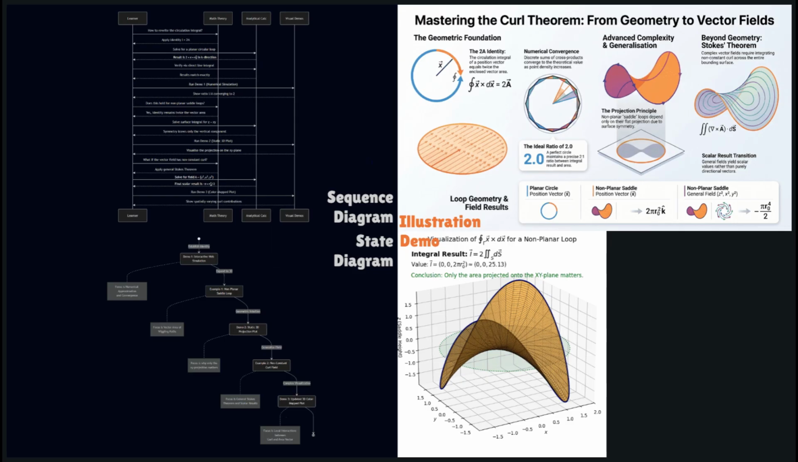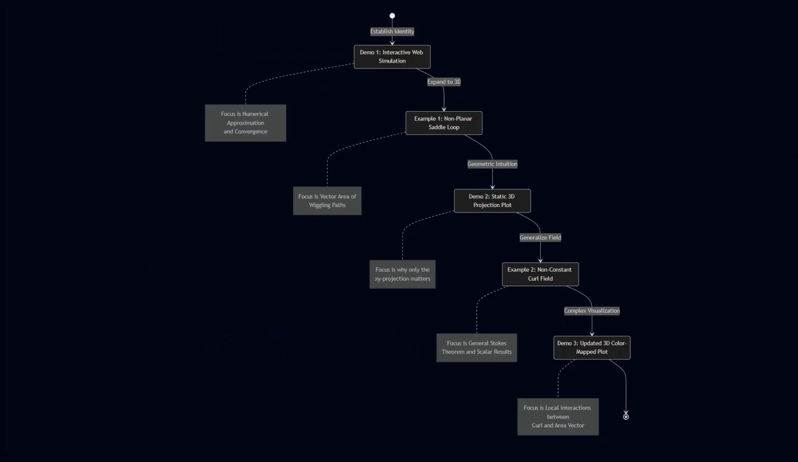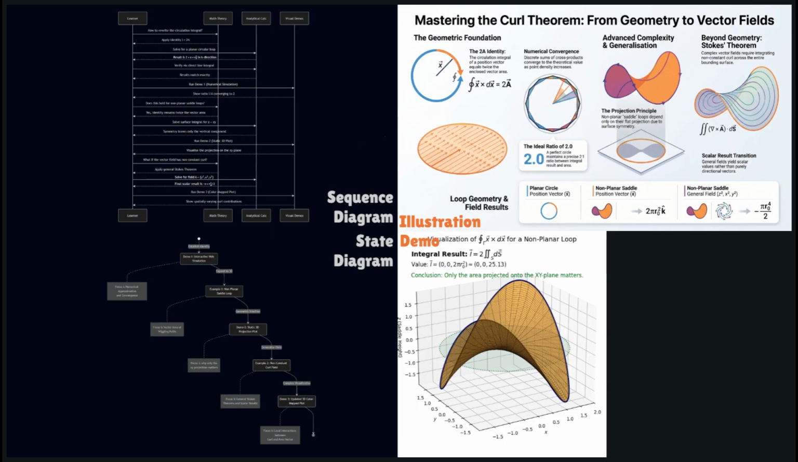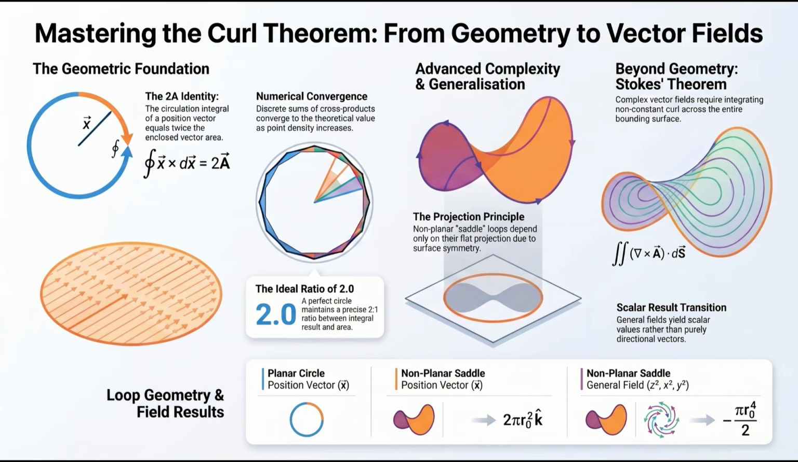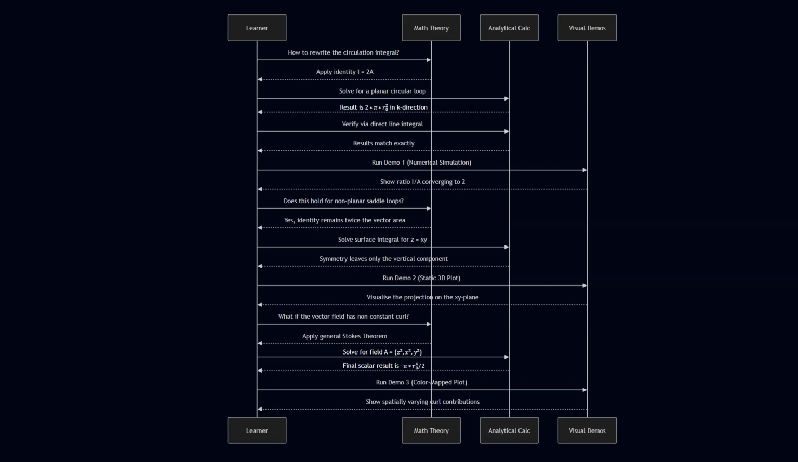The sequence of discovery shows that even though the loop is twisted, the final result depends only on the loop's shadow, the flat projection it casts on the ground. Because the saddle is perfectly symmetrical, the vertical wiggles cancel each other out, proving that the essence of the problem remains rooted in the flat area it occupies.